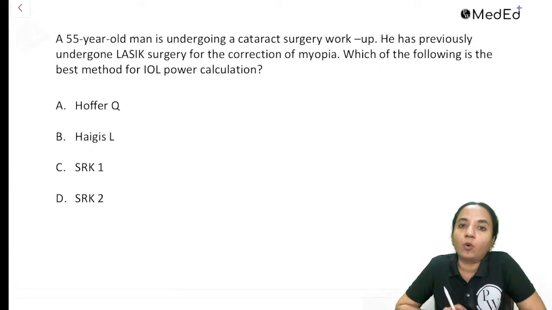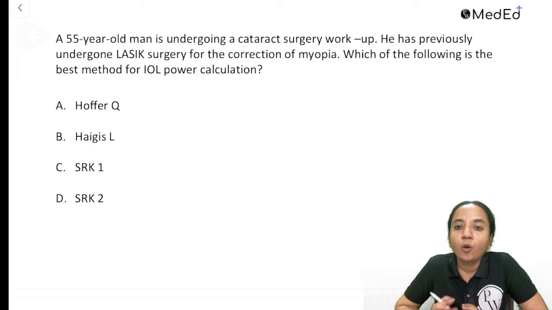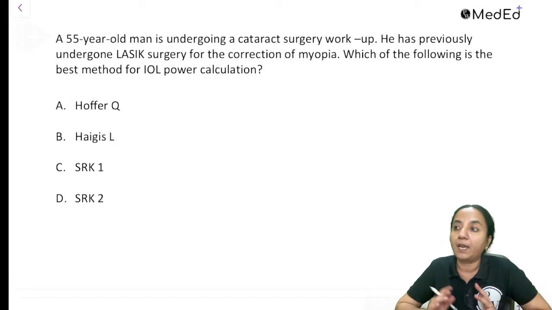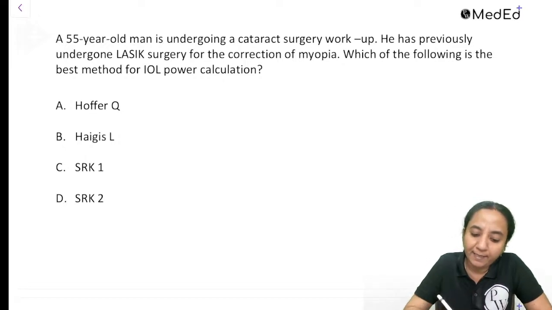A 55-year-old man is undergoing a cataract surgery workup. Previously he has undergone LASIK surgery for the correction of myopia. Now which is the best method for IOL power calculation? So basically the question is asking which formula is to be used for IOL power calculation in patients who are post some form of corneal refractive surgery. This patient has previously undergone a corneal refractive surgery and now he has come for cataract surgery. So which is the IOL power calculation formula to be used? The answer is given in the options.